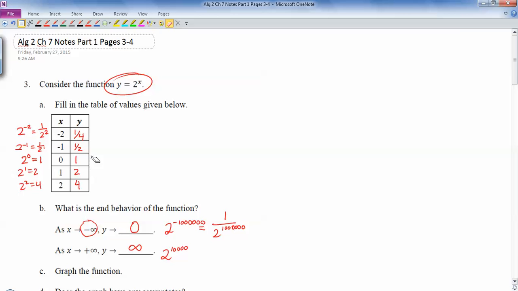And if I go backwards, as x gets more and more negative, so that's going up the chart, the values keep getting cut in half as I go backwards. So I get 1/4 and 1/8 and 1/16 and 1/32. It just keeps getting smaller and smaller, but it doesn't ever go negative. It just gets closer and closer to 0.